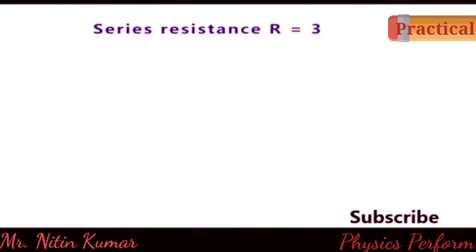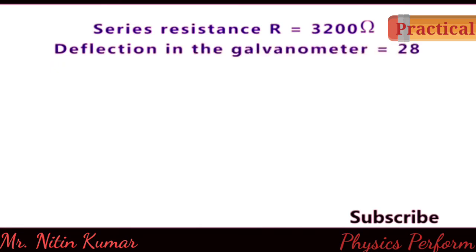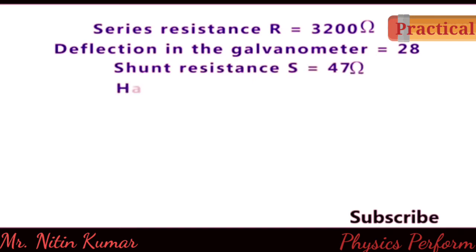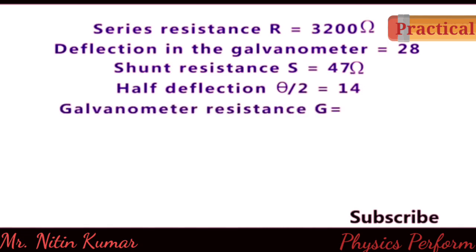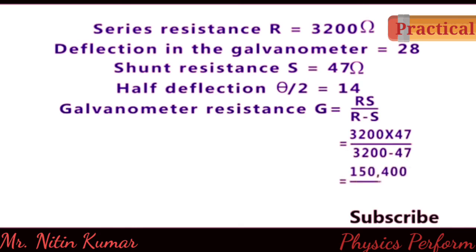Resistance R is equal to 3200 ohms. Deflection in the galvanometer is equal to 28. Shunt resistance S is equal to 47 ohms. Half deflection theta by 2 is equal to 14. Galvanometer resistance G is equal to RS divided by (R minus S), that is 3200 into 47 by (3200 minus 47), which is 47.70 ohms.